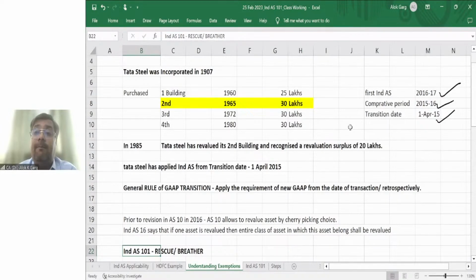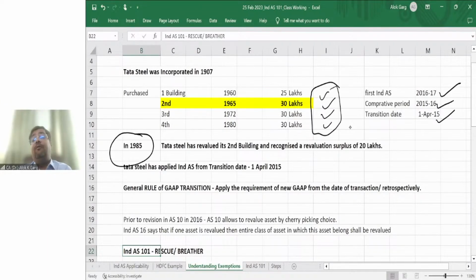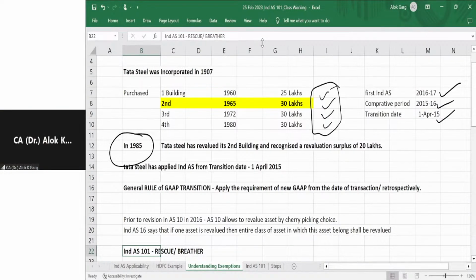So if you apply this Ind AS 16 retrospectively, in the year 1985, you are supposed to revalue all these 4 buildings and you have to take the impact in the revaluation reserves. Friends, have you understood the problem statement? Is it possible to go back in time, revalue all these 3 remaining buildings in the year 1985? Then on that revalued amount, you need to charge depreciation from 1985 to 2015. Do you think it is possible?